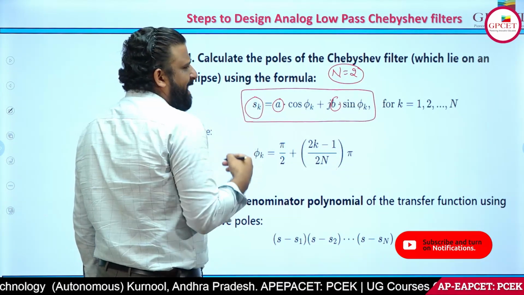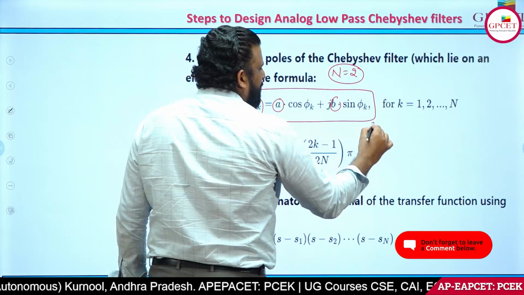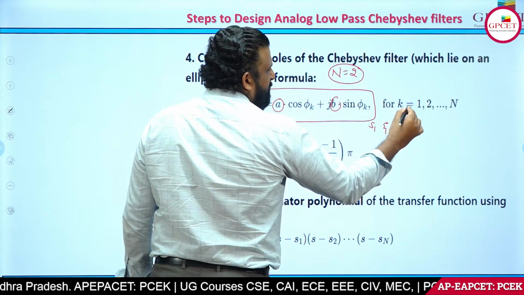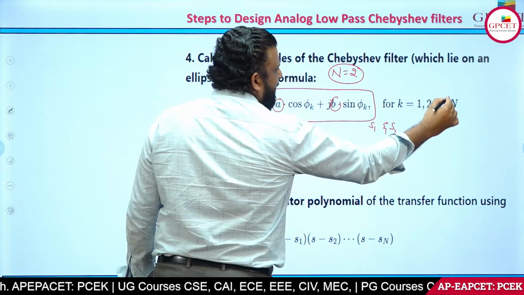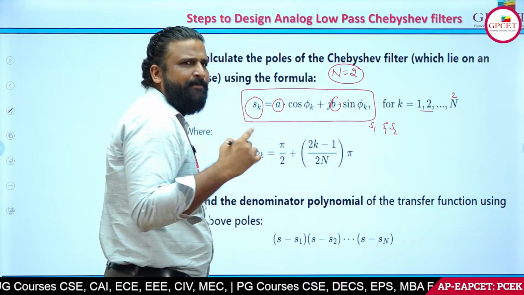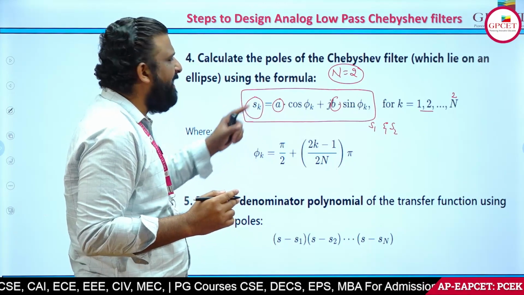So how many poles do I want to calculate here? I want to calculate poles S1 and S2, for k equal to 1, 2, and so on up to n. I got the value n equal to 2. So how many poles do I need to find out here? Two poles, that is S1 and S2.